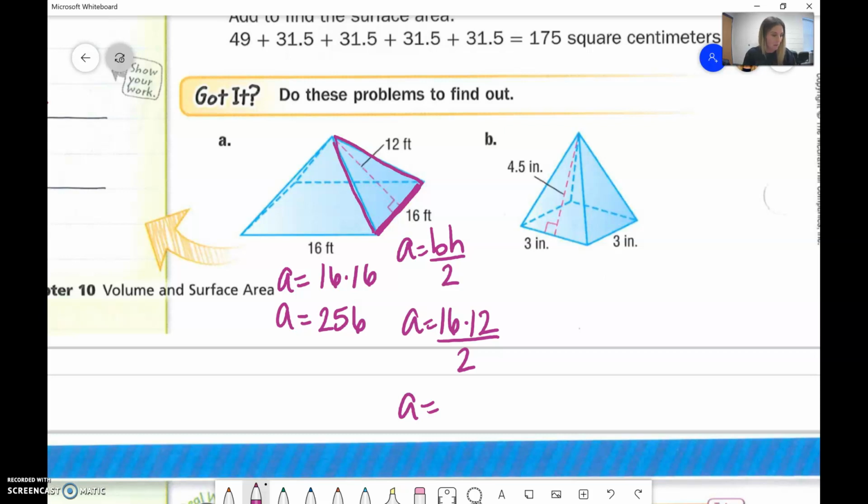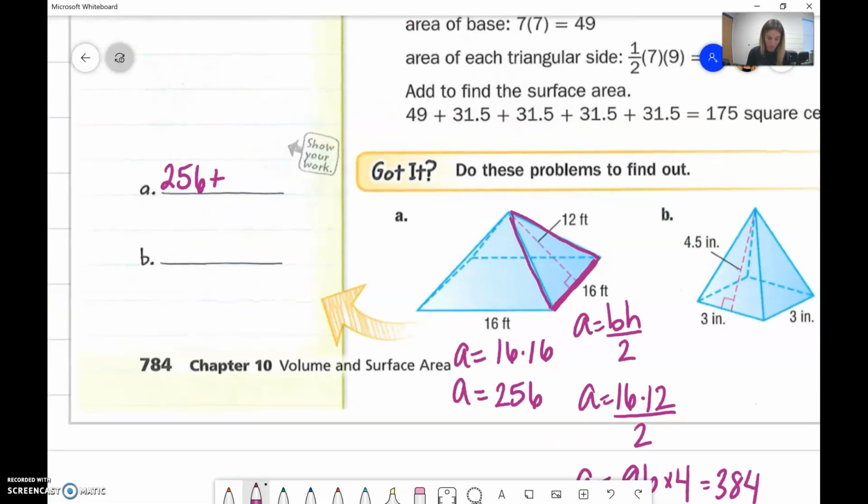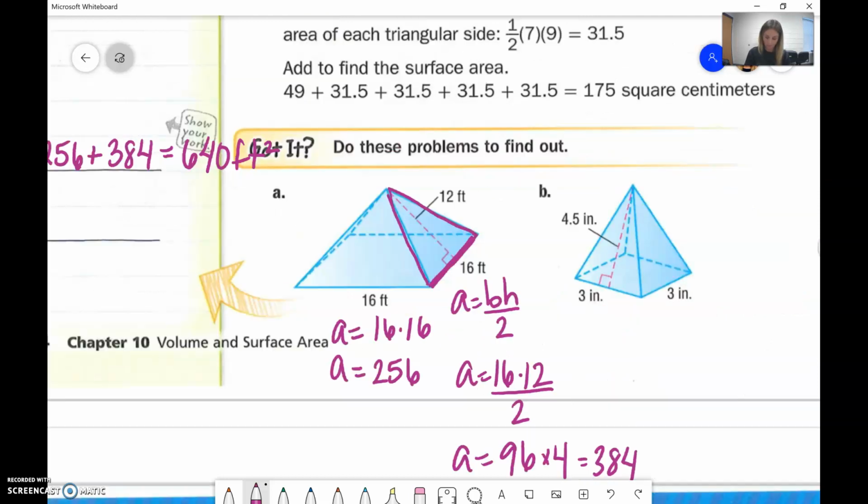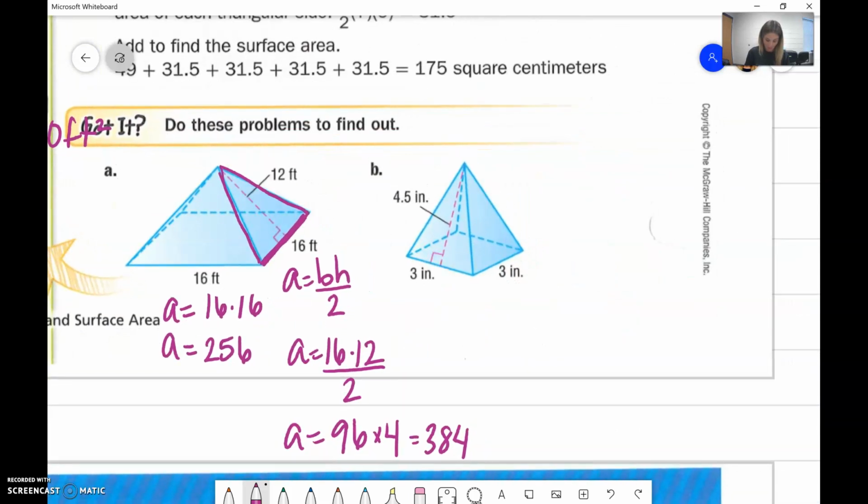So 16 times 12, let me just make sure that I did my math right. 16 times 12 is 192, and divided by 2 is 96. So that is the area for one triangle. But how many triangles do I have? I have 4. So I'm going to multiply that by 4, which gives me 384. So now I need to take the area of the base plus the area of the triangles, and I add those together and I get 640 feet squared. Okay? All right, let's go ahead and do this next one.